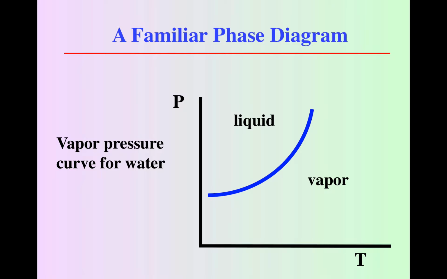If I increase the pressure on something that's in the vapor phase, I can eventually get it to go over the line and get it to go into the liquid phase. So anywhere along that blue line represents the point where you're turning from a liquid to a vapor or turning from a vapor to a liquid.